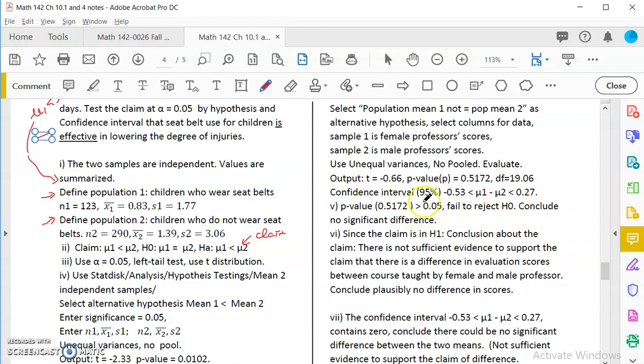Because p-value is greater than 0.05, it's not a rare sample. So we say we cannot reject H0 because H0 and the sample agree with each other. Conclude no significant difference. You can actually make the conclusion now.